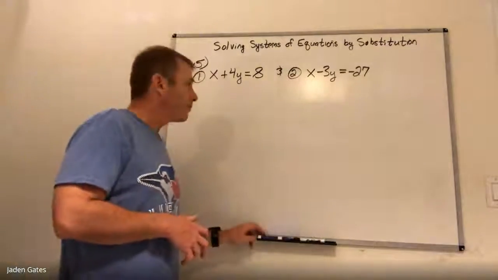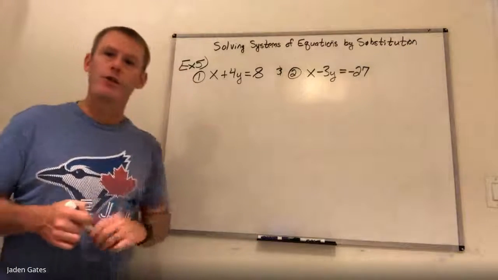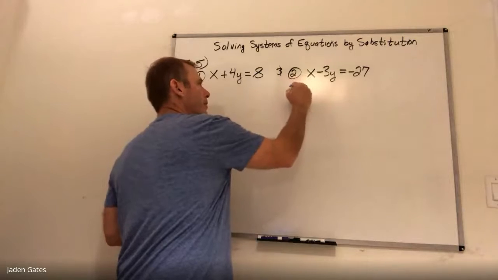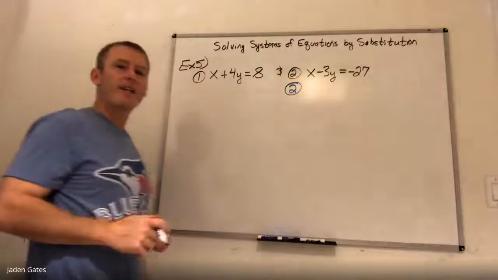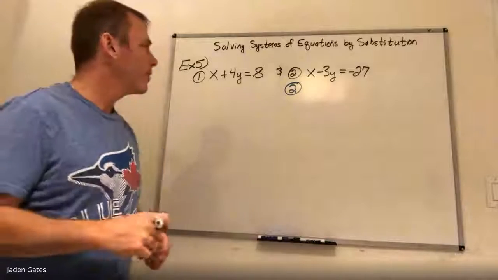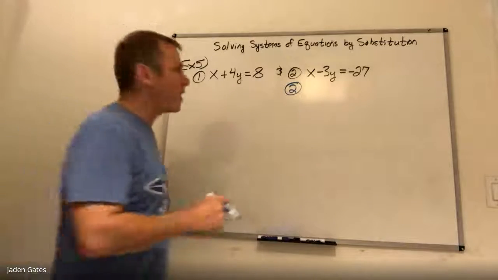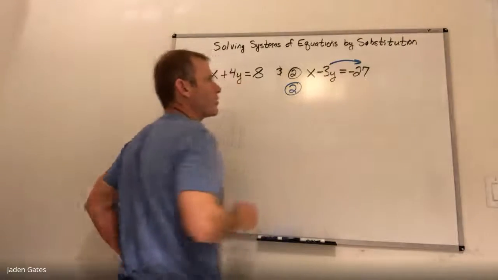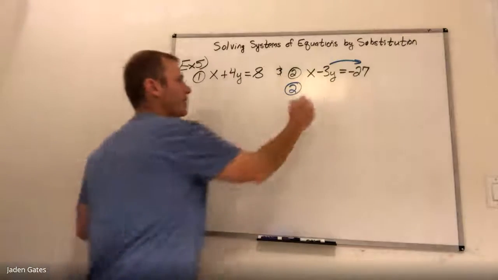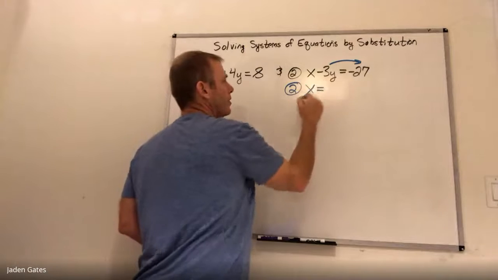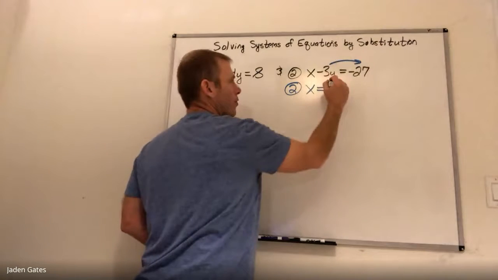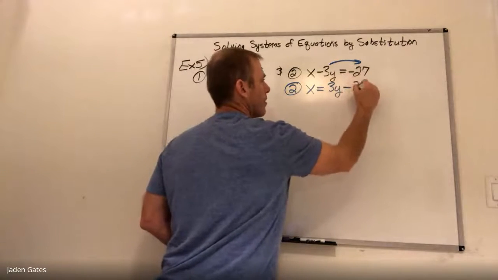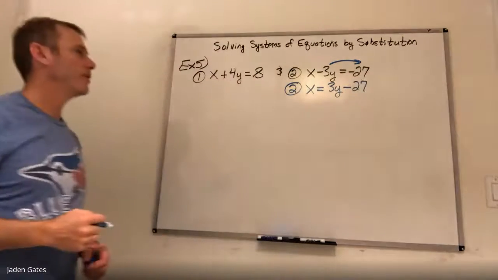I want to do the easiest thing possible. And so what I'm going to do is I'm going to change equation number 2 again. And this time, I'm going to get the x value by itself because it's the easiest. And I can do that by just moving this -3y over to the other side. And so now I get x is equal to, this -3y is moving over to the other side. It's going to be a +3y. And then, of course, I have this -27 there.